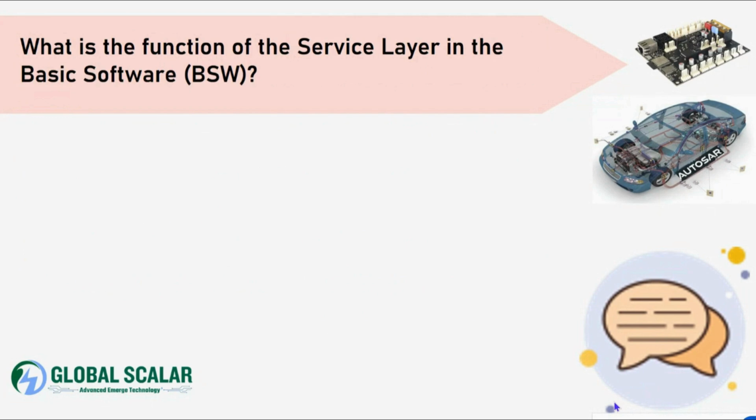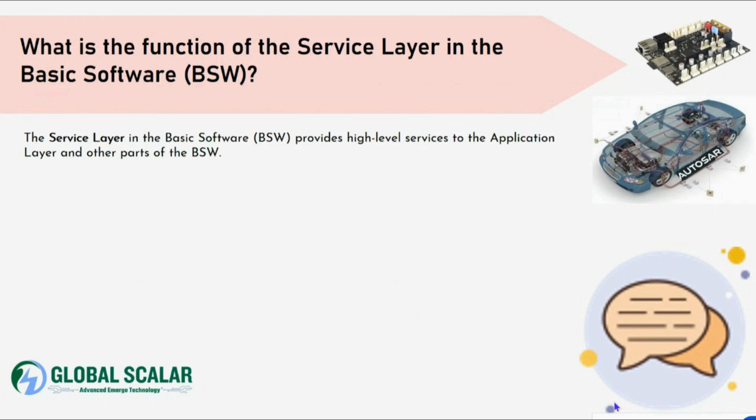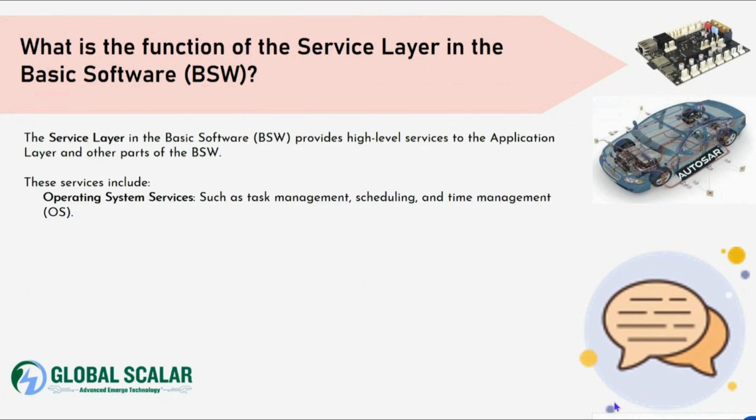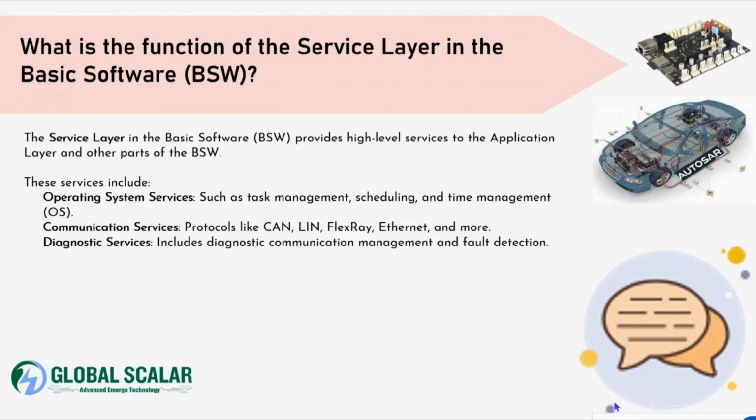What are the functions of the service layers in the base software? The service layer in the basic software provides high-level services to the application layer and other parts of the BSW. The services include operating system services such as task management, scheduling, and time management that are handled by the OS. Communication services provide protocols like CAN, LIN, FlexRay, Ethernet, and more. Diagnostic services include diagnostic communication management and fault detection.